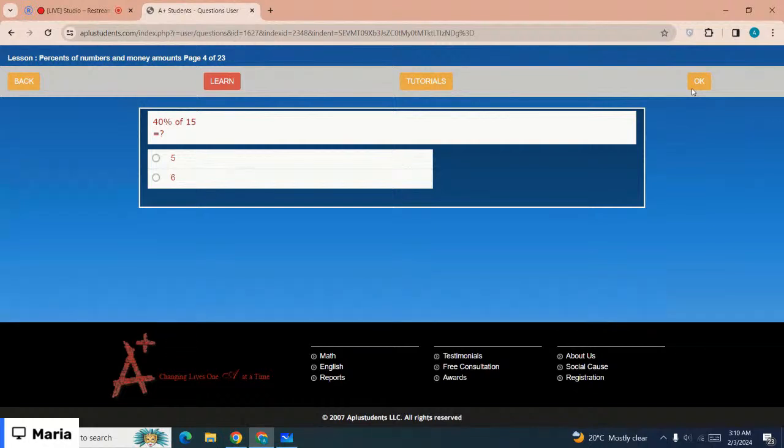Which is the correct option? 40% of 50 is... yes, the correct option is 6. 40% of 15 is 6. Got it?